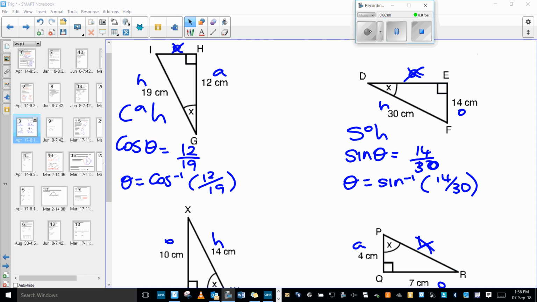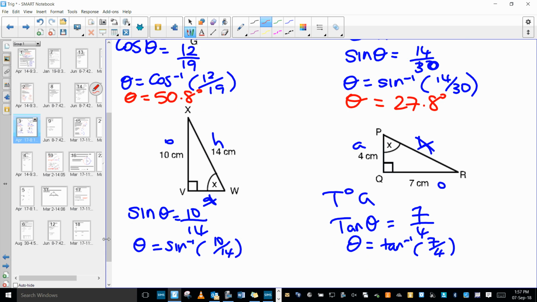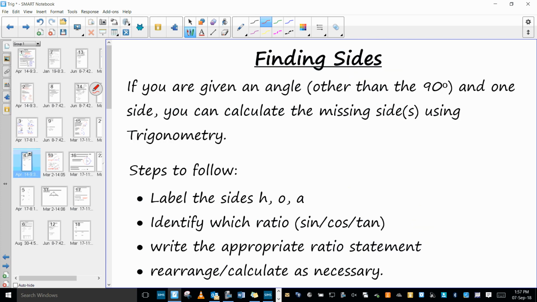Okay, so let's just double check. What was this question? What's the answer to this one? 50.8. Next one? 27.8. Lovely. I'm trusting you all. Next one? 45.5. What about rounding? We've got different points. 0.6. And then 60.3.